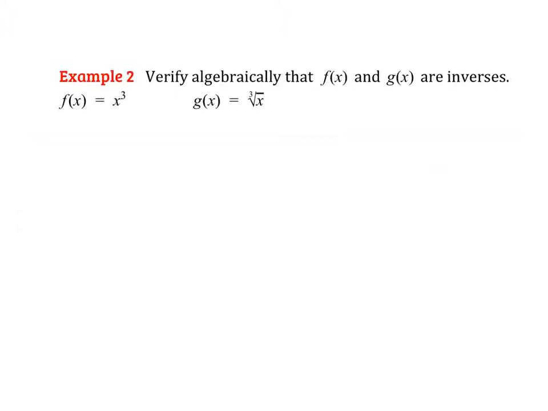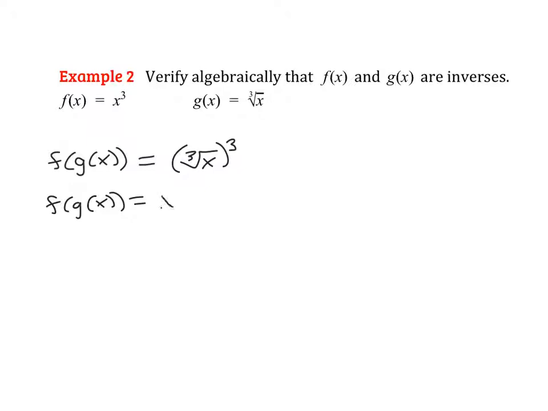Okay, so let's give this a try. We're going to verify algebraically that f of x and g of x are inverses using that inverse function property we just talked about. So one thing we could do is f of g of x and see what it simplifies to. So let's try that first. g of x is cube root of x, so I'm going to substitute that into f of x. So cube root of x, cubed, and if you simplify that, we get that f of g of x is x.